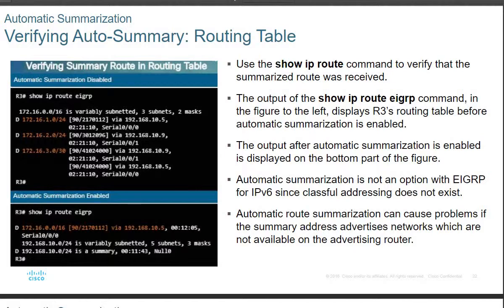Automatic Summarization. Verifying Auto-summary routing table. Use the show ip route command to verify that the summarized route was received. The output of the show ip route eigrp command, in the figure to the left, displays R3's routing table before automatic summarization is enabled. The output after automatic summarization is enabled is displayed on the bottom part of the figure. Automatic summarization is not an option with EIGRP for IPv6 since classful addressing does not exist. Automatic route summarization can cause problems if the summary address advertises networks which are not available on the advertising router.